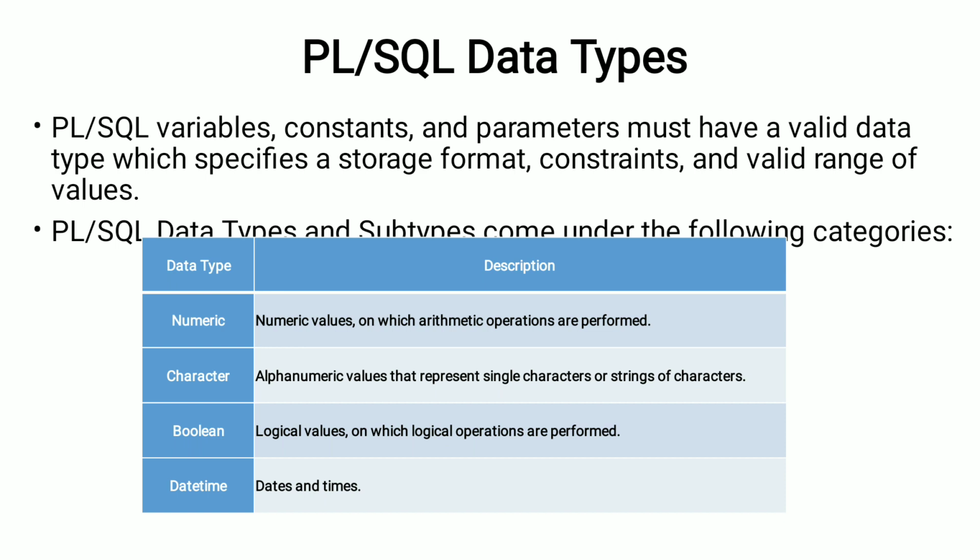The PL/SQL variable, constant and parameter must have a valid data type which specifies a storage format, constraints and a valid range of values. The PL/SQL data types and subtypes come under the following categories. These are, the left hand side is the data type and the right hand side is the description of that particular data type. First one is numeric: values on which arithmetic operations are performed. The next one is the character data type, and it is an alphanumeric value that represents a single character or a string of characters.